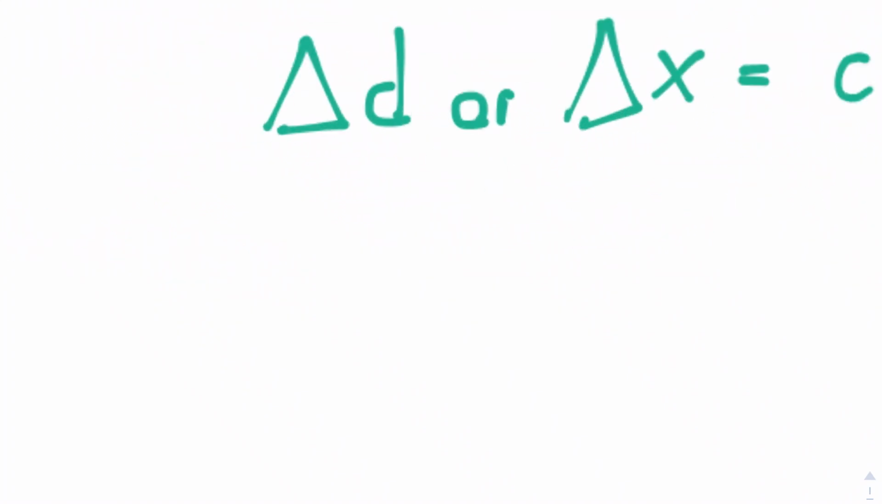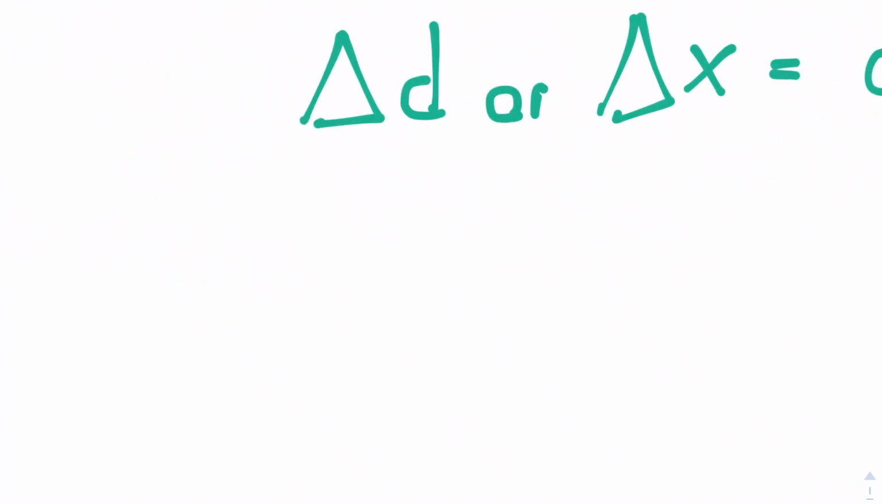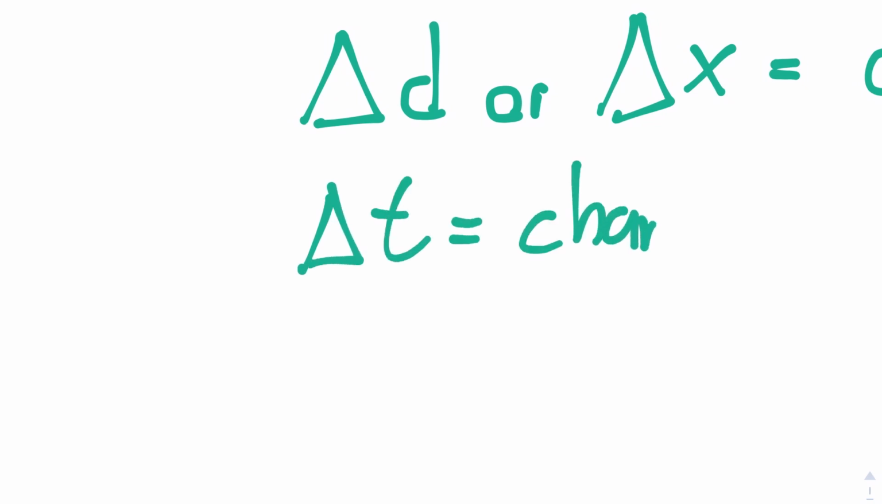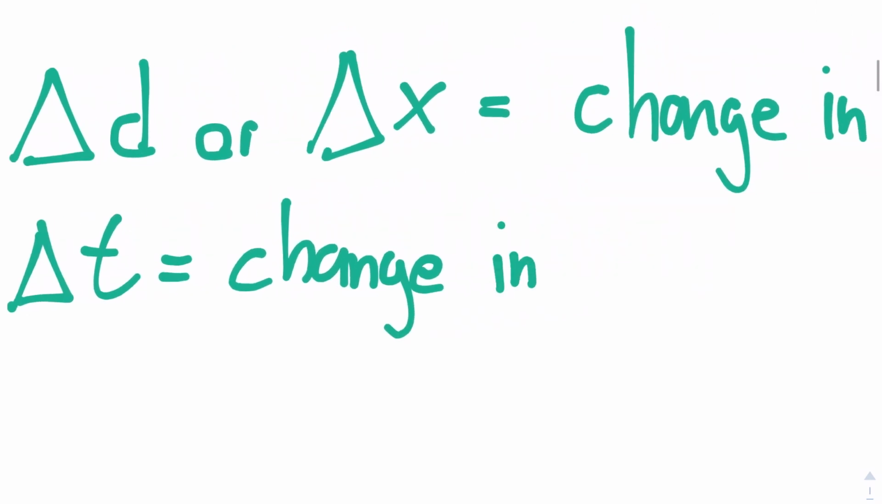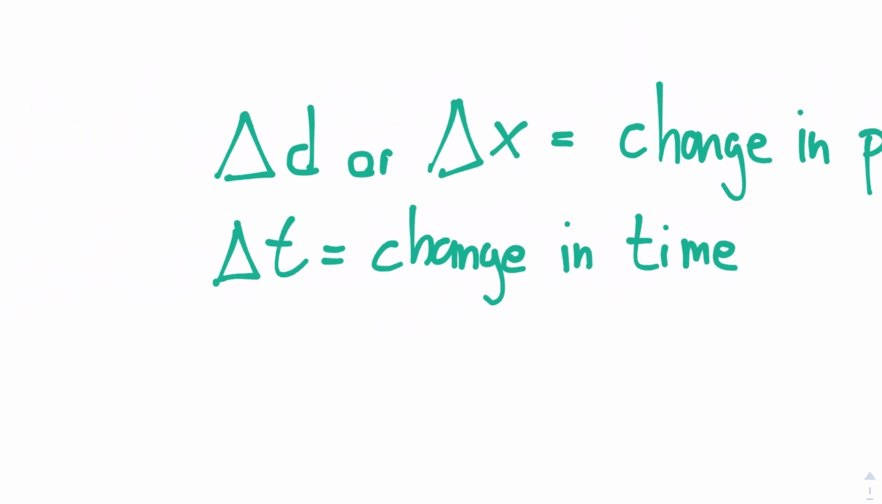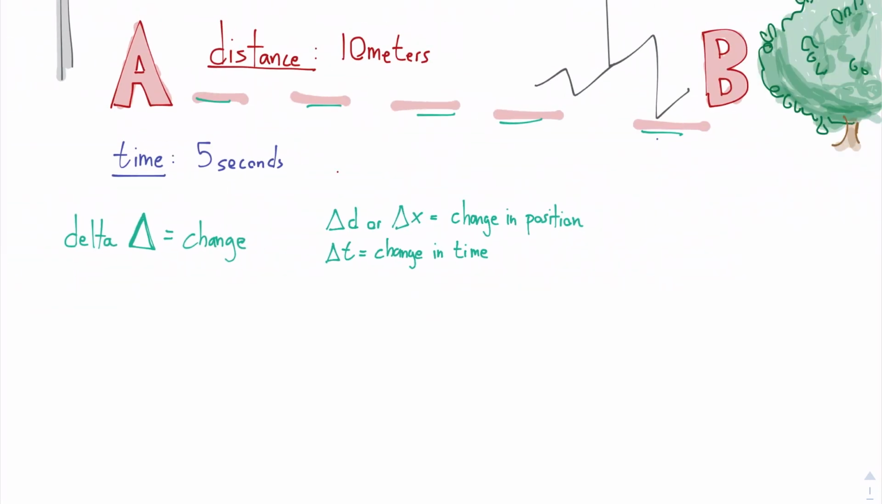Delta t would simply mean change in time. And we saw the time elapse. It was 5 seconds long. So my delta x, my change in my position from points A to B, and my delta t, my change in my time, which was my 5 seconds.